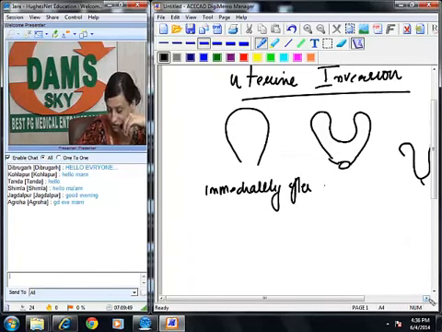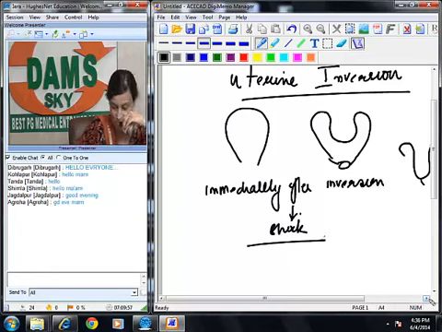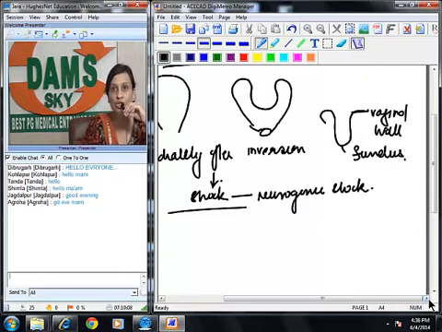Now what happens is immediately after inversion of the uterus, the patient goes into shock. So as soon as the uterus is going to get inverted, the patient goes into shock. Now the reason for this shock is neurogenic shock. So this shock is neurogenic in nature, called neurogenic shock.